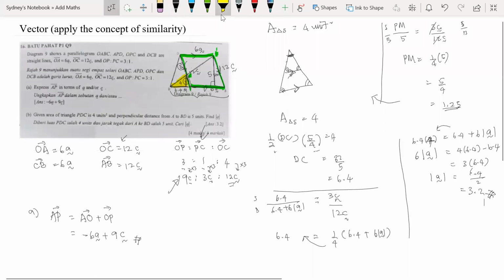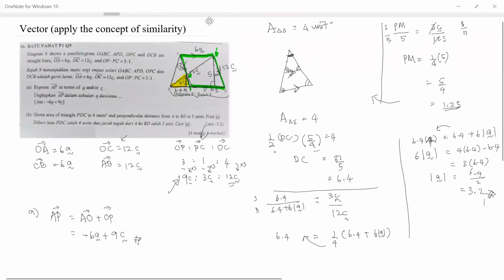Okay, so that's it for this part. The most important thing is you know how to apply the similarity.